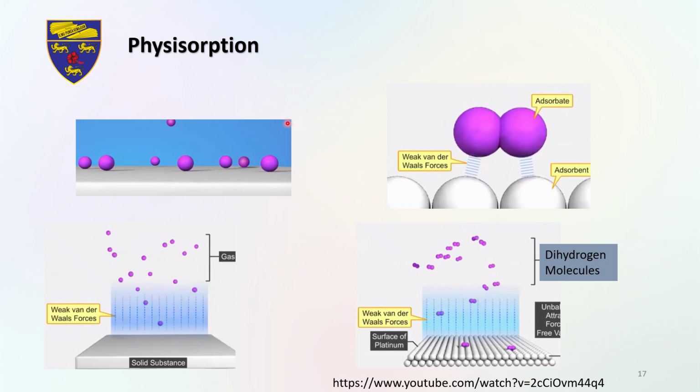Usually, think of gas molecules resting lightly on a solid surface, where they are held by weak forces, which are the van der Waals forces. The classic example is dihydrogen molecules on a surface like platinum.